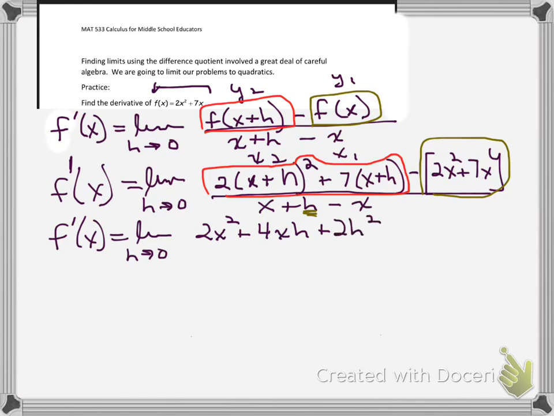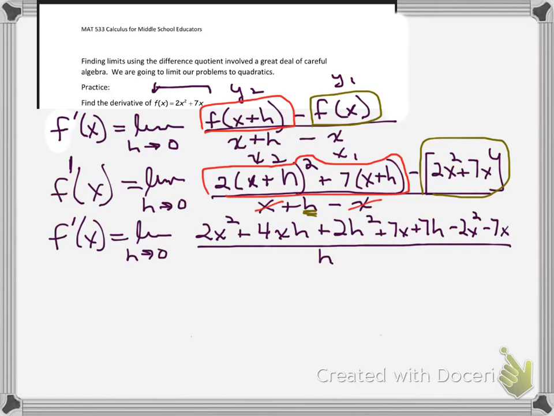All right, so that's the whole first piece. Then I'm also going to get 7x plus 7h. That's all the red. Then I'm going to subtract away 2x squared, watch this, minus 7x. It's very important that you don't forget to distribute that negative. In the denominator, we can cancel out the x's because they're opposite signs, and that will leave me with a simpler plain old h in the denominator.